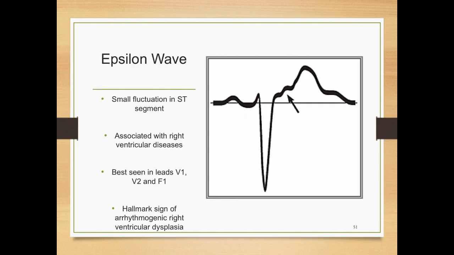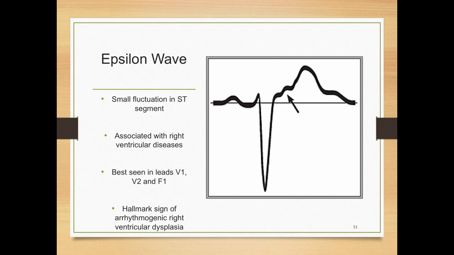In these Fontaine leads, these F1, F2, F3, if we're seeing these little ripples, these little fluctuations in the ST segment, we're documenting that as an epsilon wave. And this epsilon wave is associated with right ventricular diseases, especially. It's a hallmark, classic sign of arrhythmogenic right ventricular dysplasia, which is just an issue with the right ventricle where some of the muscle has been replaced by fatty tissue, just genetically. So not lifestyle based, just genetic. You're born with it, and you have arrhythmogenic right ventricular dysplasia.